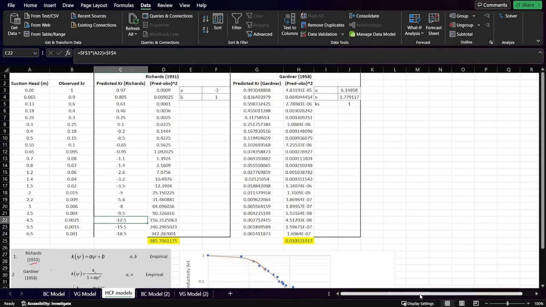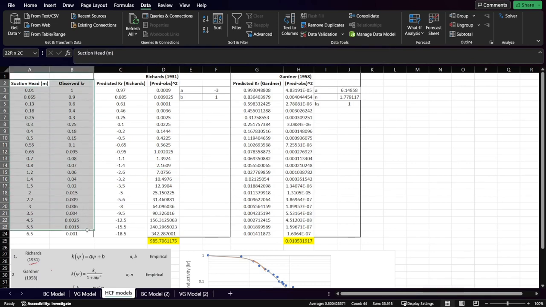So we are trying to do the HCF model. Maybe we'll do the HCF model using one method. Here you see I have noted down the suction head and the observed value of hydraulic conductivity. These are provided from the experimentation.